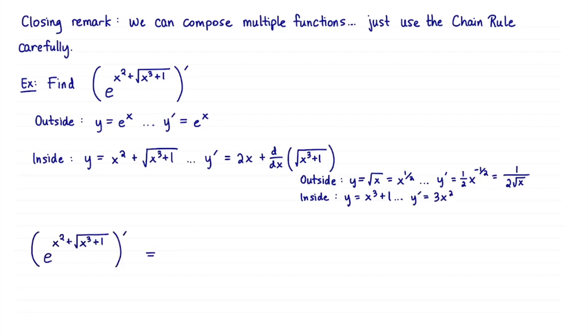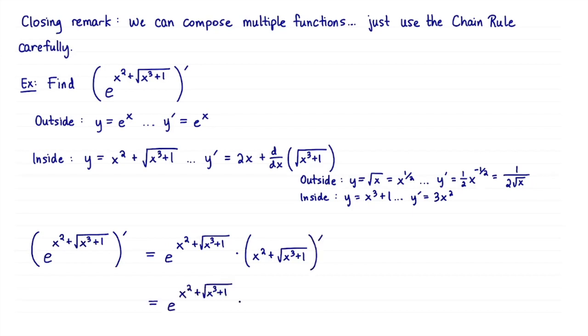So the derivative of e to the x squared plus the square root of x cubed plus 1 is going to be the derivative of the outside function evaluated at the inside function. So that's e to the x squared plus the square root of x cubed plus 1 times the derivative of the inside function. So that's the derivative of x squared plus the square root of x cubed plus 1.